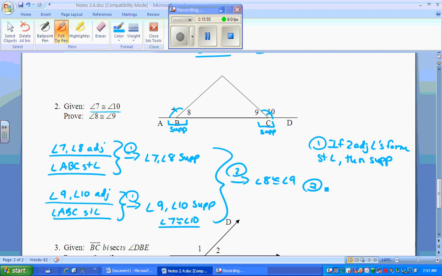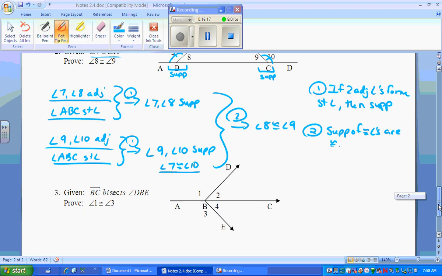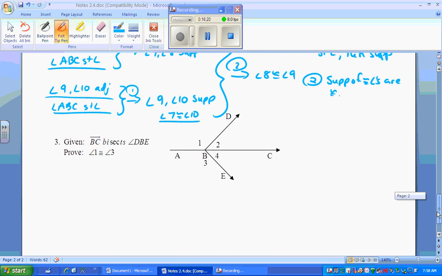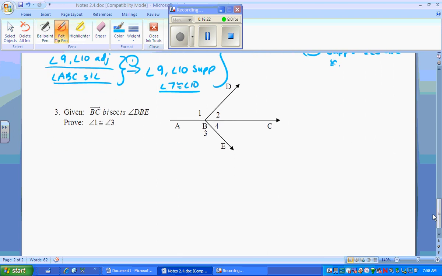And then number 2, also be familiar with, and I'm specifically saying not substitution. So do not use substitution. Supplements of congruent angles are congruent. Say it a couple times to yourself until it sinks into your head. Look at your flashcards to get to know it. You need to do something to get it into your brain, just like when you started learning how to count and add and stuff like that.